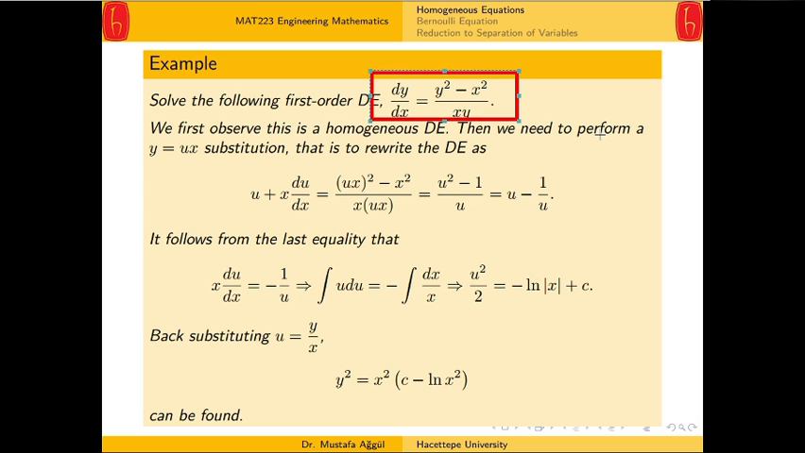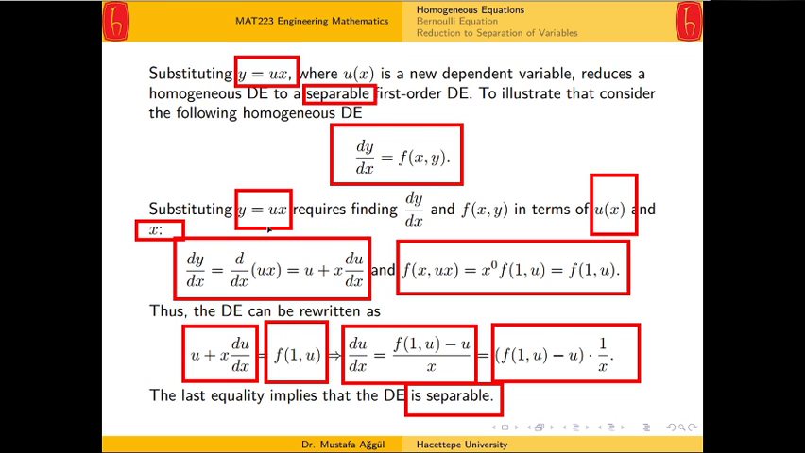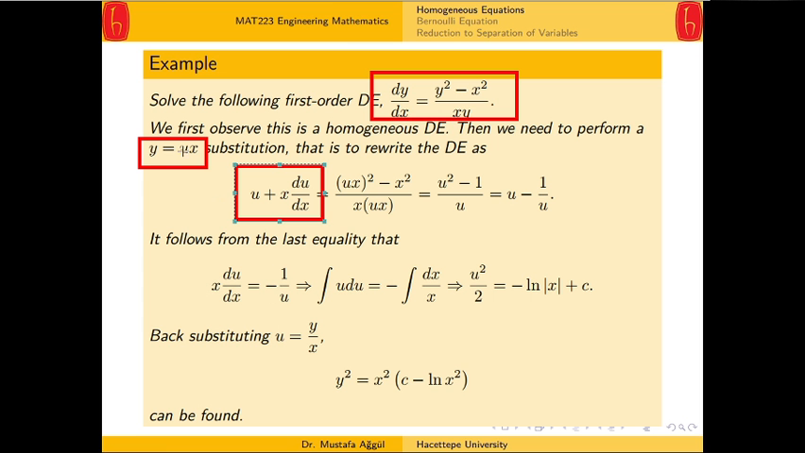So now we need to perform a y is equal to ux substitution. This is to rewrite the differential equation as u plus x times du dx, because this is from the previous observation, right? Whenever we substitute y is equal to ux, the derivative dy dx will be equal to u plus x times du dx, okay. So this is what we really have, and on the right hand side we will put ux for y, okay. So this will be ux squared minus x squared divided by x times ux, okay.